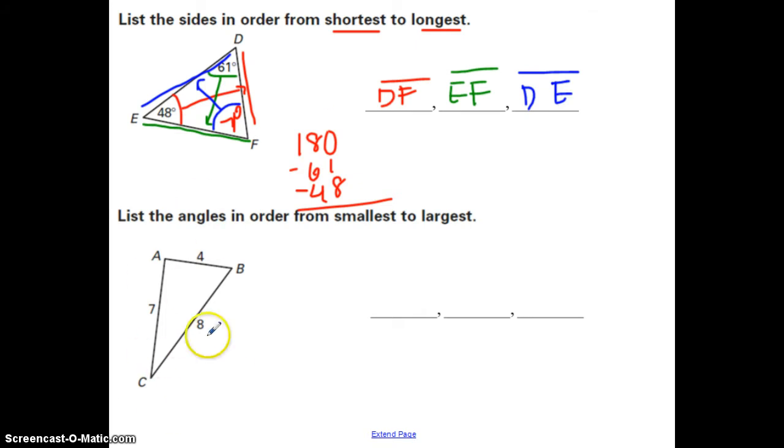When we look at this bottom example, it wants us to list the angles in order from smallest to largest. So we're given the side lengths 4, 7, and 8, and we need to list the angles from smallest to largest. So since side 4, this length, is the shortest, that means it's going to be opposite from the smallest angle. So angle C is going to be the smallest. Then side 7 is the medium length side, and that's going to be opposite from the medium-sized angle, angle B. And then lastly, the side measuring 8 is the longest, so that's opposite from the largest angle, angle A.